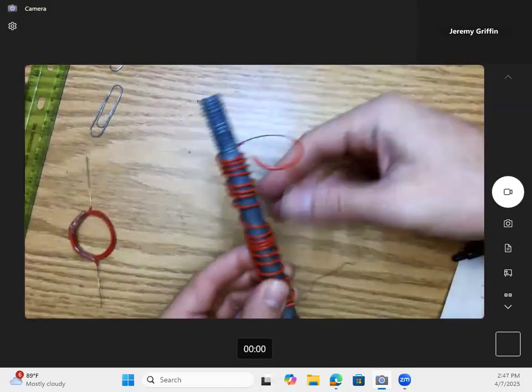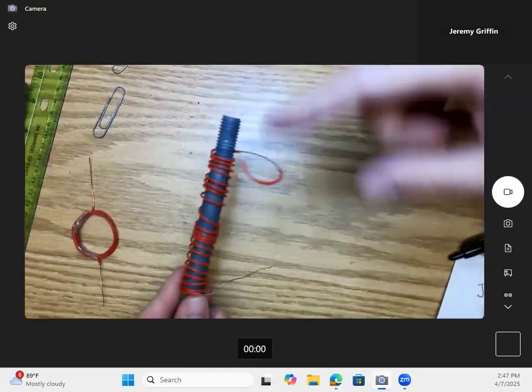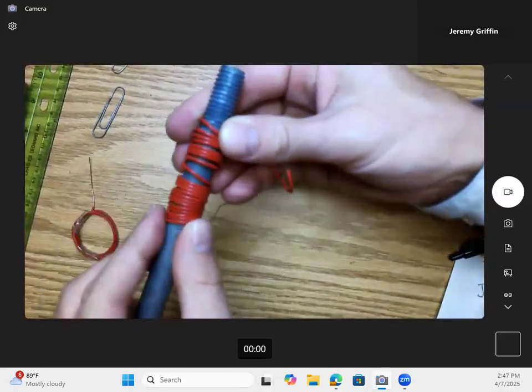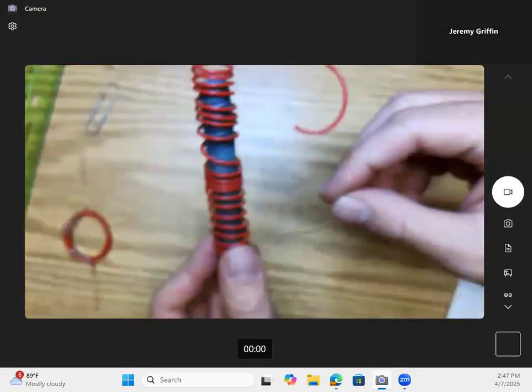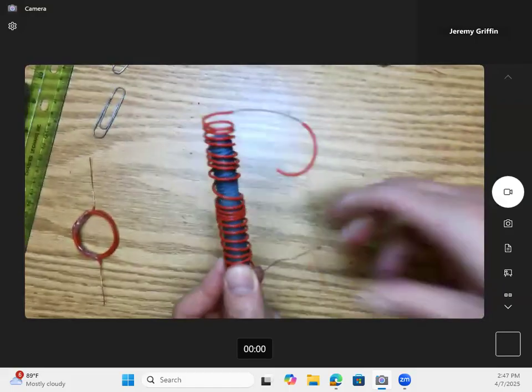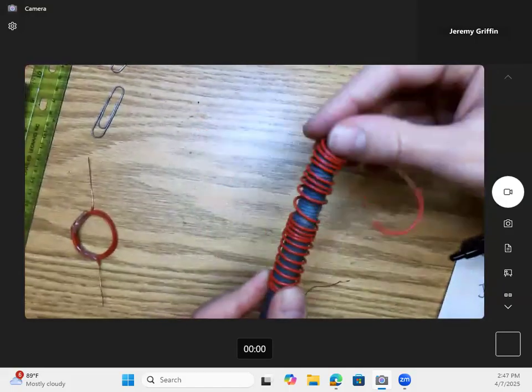What I have here is a bolt with a wire wrapped around it, and most of this wire is insulated. That's all the red insulation. But I have stripped the ends. Because I'm going to tell you guys something today, and I'll tell you tomorrow. And this is a safety thing.